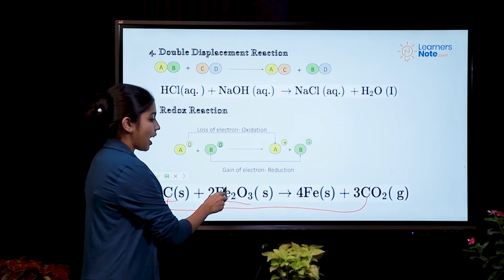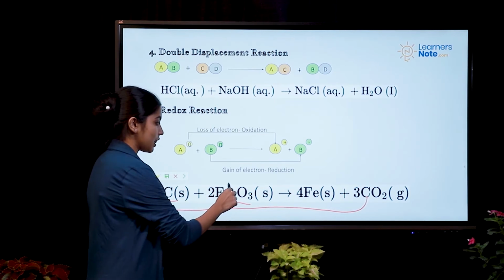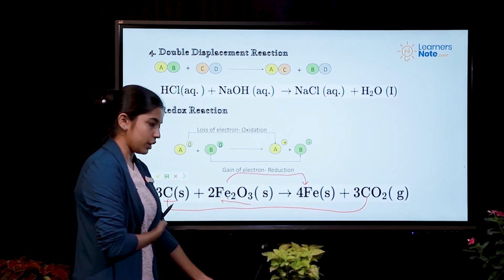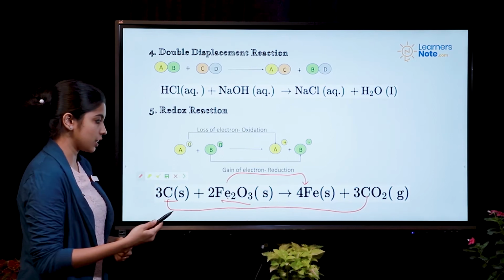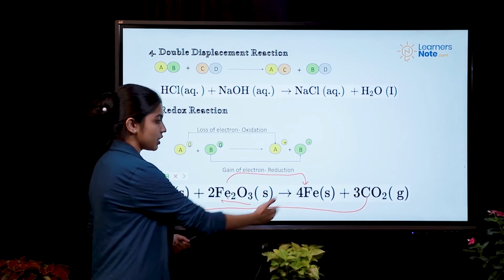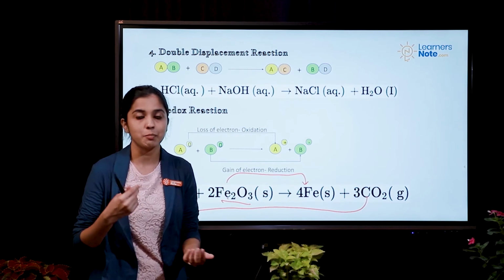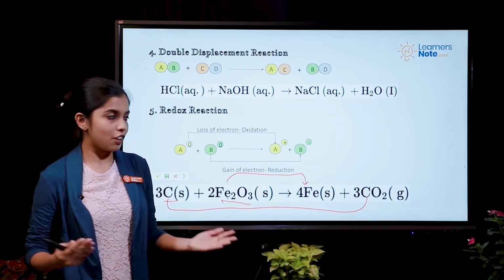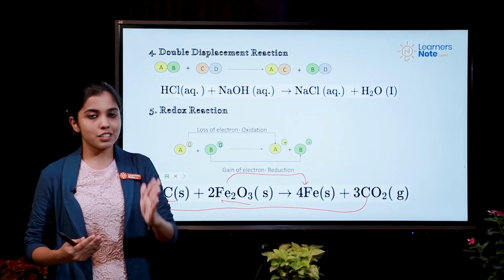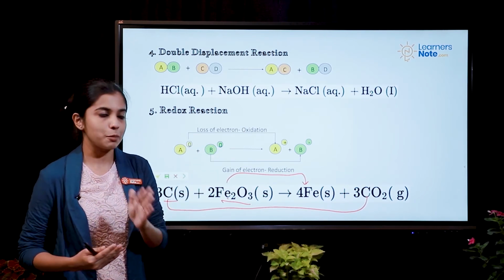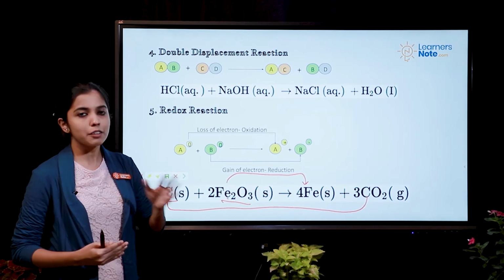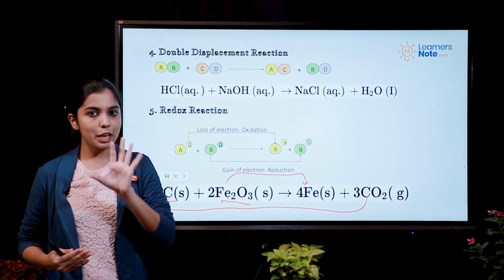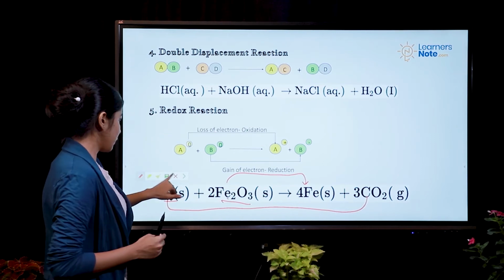Similarly, iron oxide had oxygen and that oxygen is lost and it forms a product iron, which is solid. So that process is called reduction. Here what happens? Oxidation reaction and reduction reaction are taking place simultaneously. That is why it is called redox reaction. Redox reaction is a reaction in which oxidation reaction and reduction reaction take place simultaneously. So these are the 5 basic kinds of reactions that you can see in chemical reactions and equations.